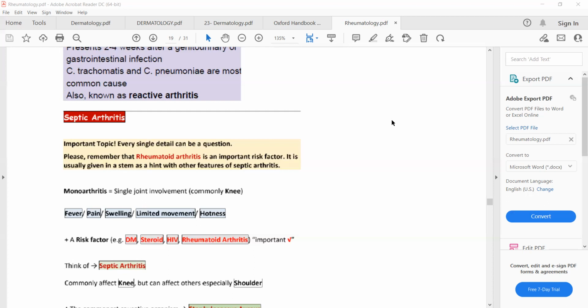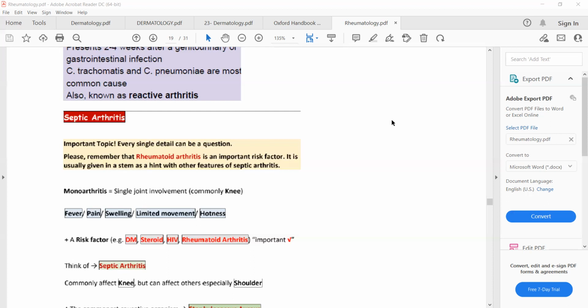Remember that rheumatoid arthritis is an important risk factor for septic arthritis. It is usually given in a stem as a hint with other features of septic arthritis. So someone with a history of rheumatoid arthritis presents to you with fever, pain, swelling, and hotness of the knee joint, you will suspect septic arthritis. Other risk factors for septic arthritis include diabetes mellitus, steroids, HIV. So along with rheumatoid arthritis, remember these risk factors as well.